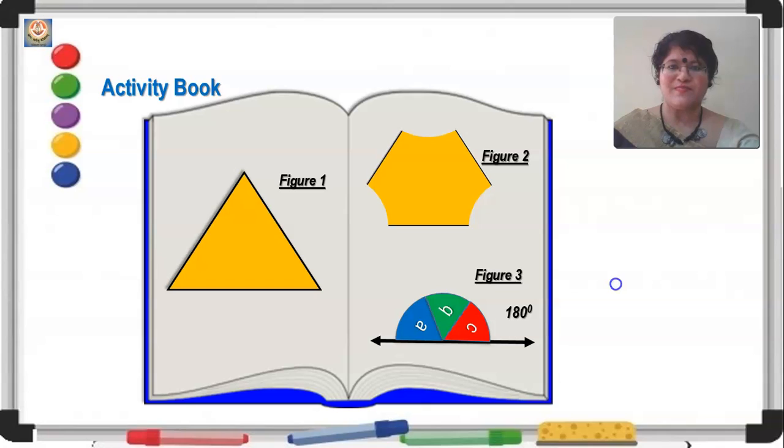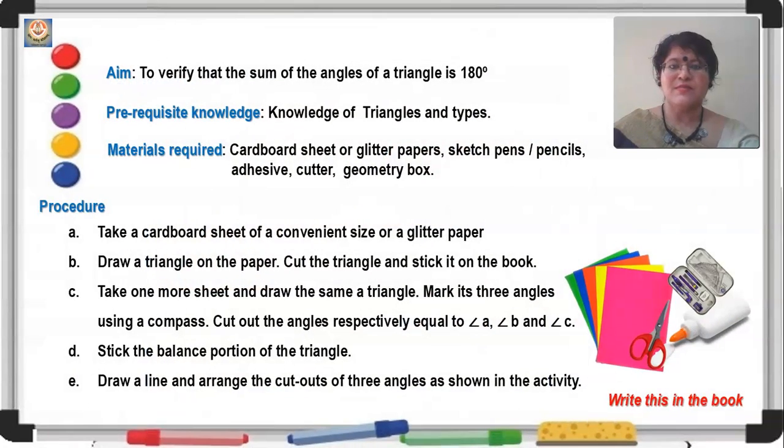Have a look. So this is the aim: to verify that the sum of the angles of a triangle is 180 degrees. Then you have the prerequisite knowledge. You need to know basic knowledge of triangles and types, the different types of triangles based on angles and triangles based on sides. These are the materials required. You could take a cardboard sheet or you could take glitter papers. Make a note of all these materials that you require to conduct the activity.